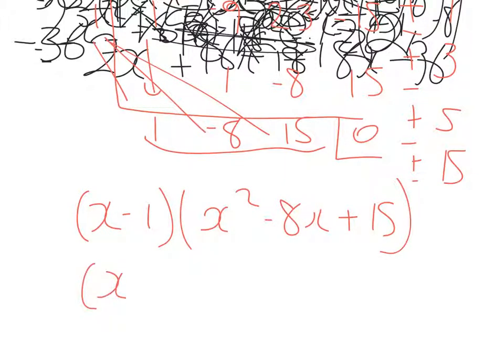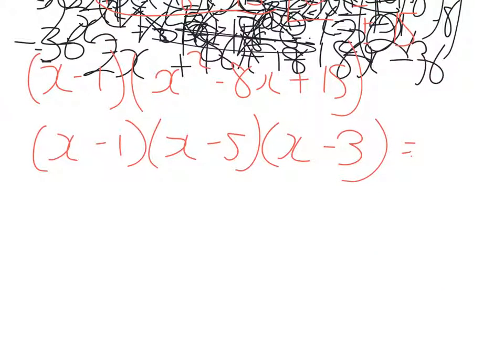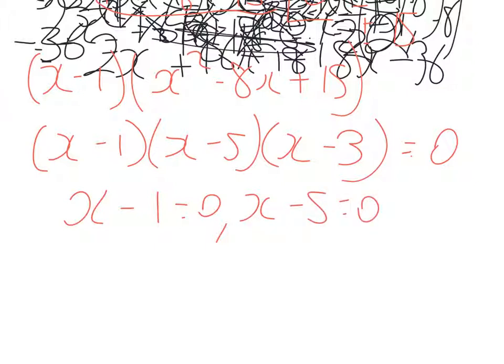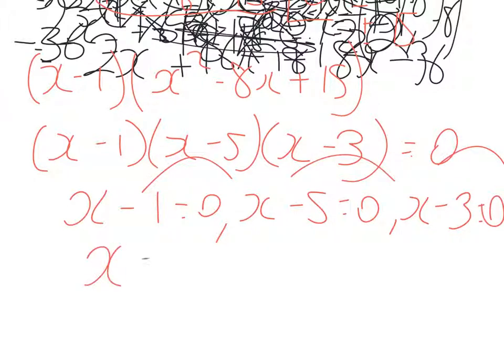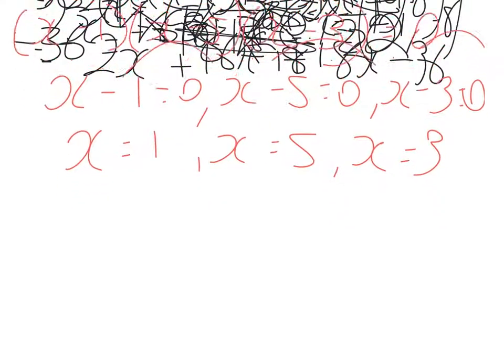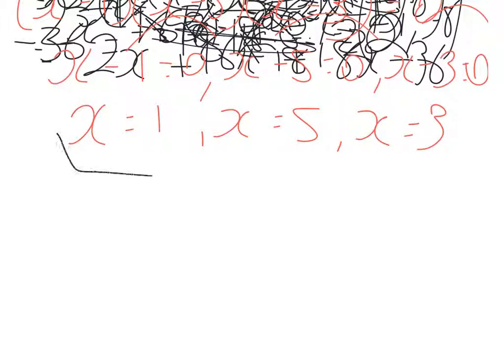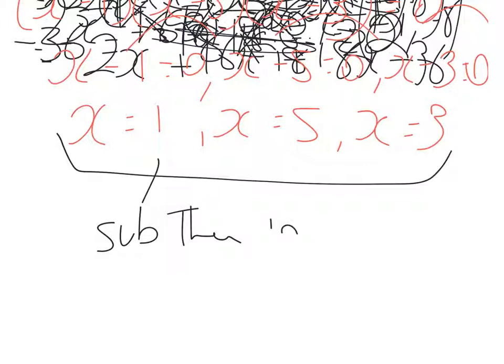Two numbers that multiply together give 15, add together give minus 8, is going to be minus 5 and minus 3. That's then equal to 0. x minus 1 is 0, x minus 5 is 0, x minus 3 is 0. And that will give me 3 points of contact at x equals 1, x equals 5 and x equals 3. I can then find the y coordinates by subbing these into y. So I'll just communicate that I'm going to do that. So I'm going to sub these into y equals minus 3x plus 5.